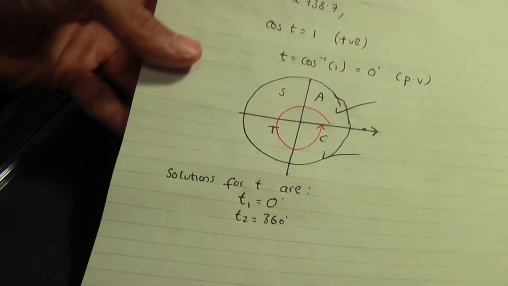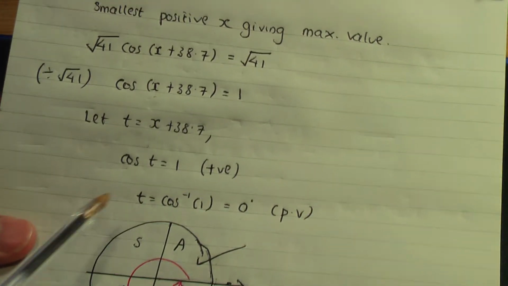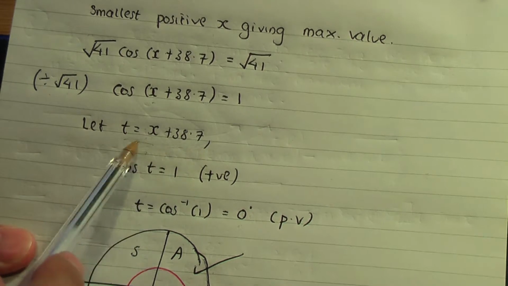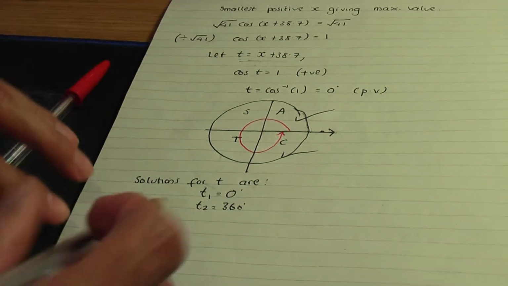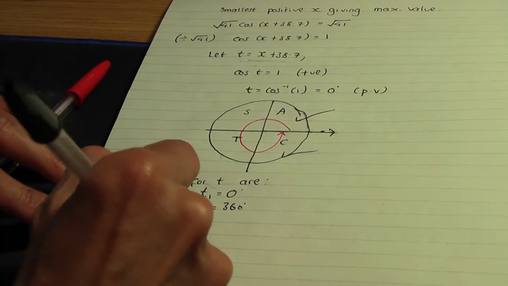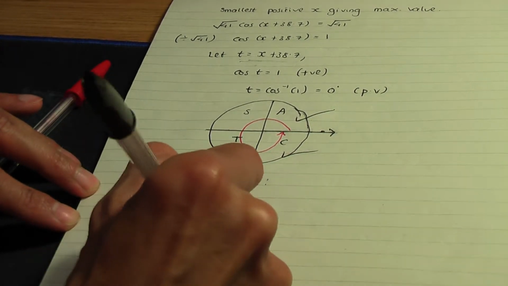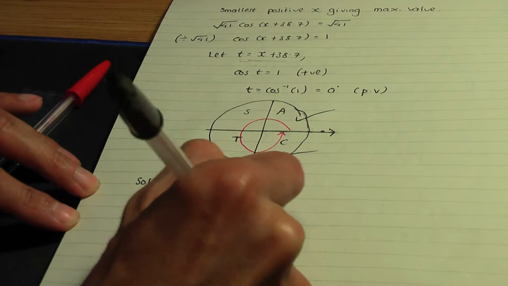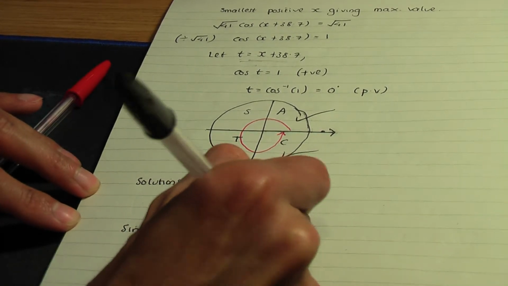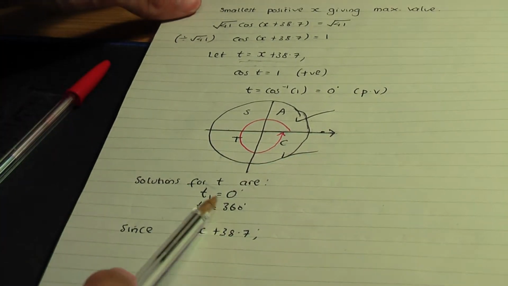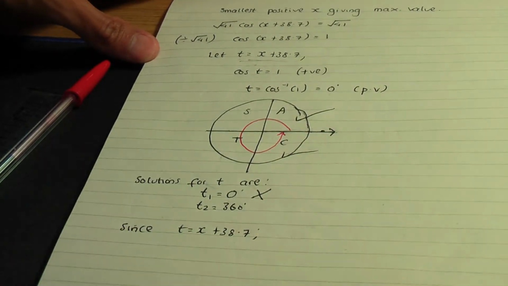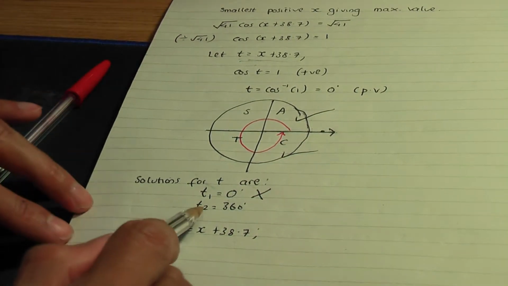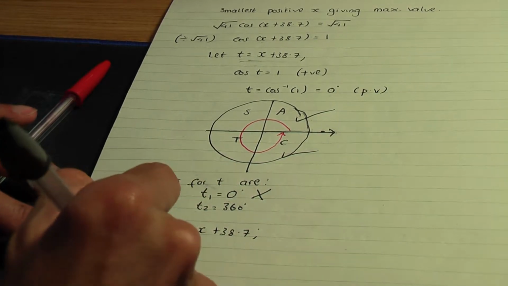We're looking for the smallest positive value of x, so let's go to our substitution to work out what x is. Since t is x plus 38.7, the first solution for t, as we discussed, is not going to work. So let me just put a cross there. Let's look at the second solution for t.